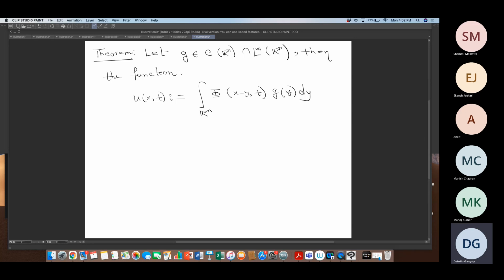will satisfy which equation? Can you tell me what type of equation it will satisfy? Phi is the fundamental solution. Then what will it satisfy? I think the heat equation having the boundary value g. Very nice, very nice. So it will satisfy number one: u is C infinity.